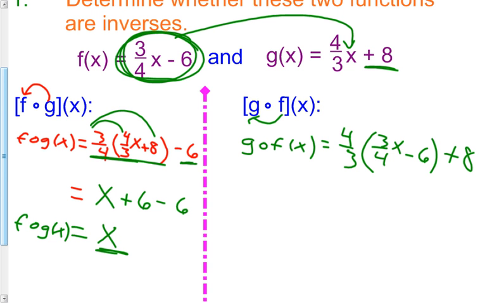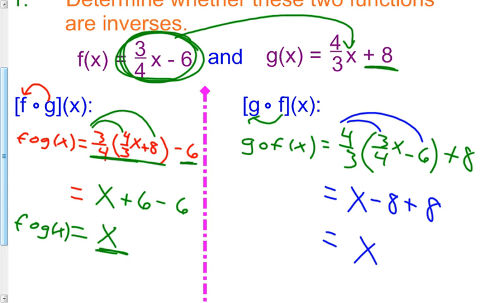So just like we did the last one, let's first distribute. 4/3 times 3/4 is once again 12/12, and 12/12 is 1x. And 4/3 times a negative 6 is a negative 24/3, and a negative 24 divided by 3 is a negative 8. So a negative 8 plus 8, there we have it. Once again, class, we get x. So g of f of x equals x.